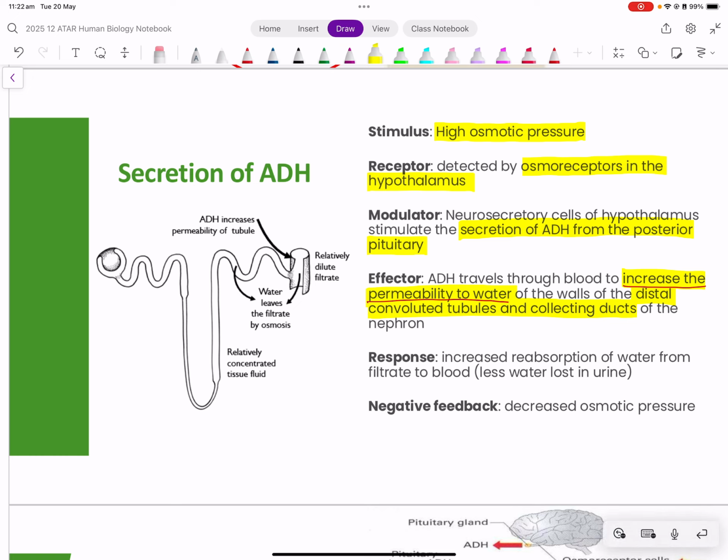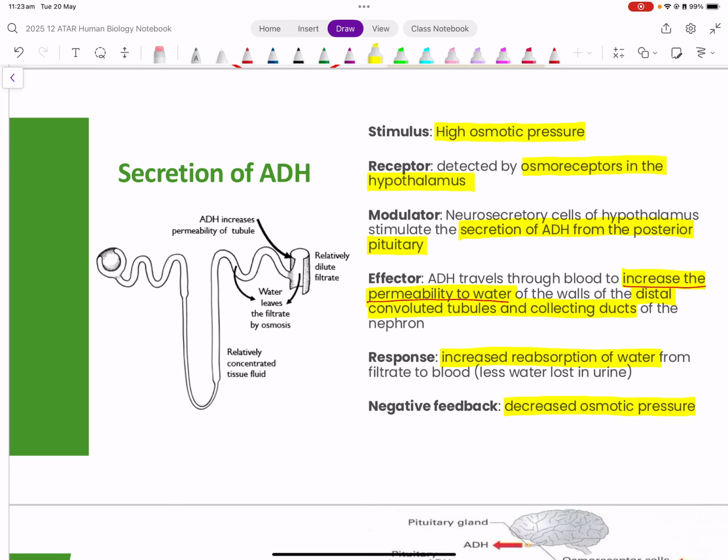What that is going to do, and what the response is therefore going to be, is an increased reabsorption of water from the filtrate into the blood. AKA, we're going to lose less water in the urine. Overall, this is going to have a negative feedback effect where we start with a high osmotic pressure. The final impact is going to be a decreased osmotic pressure or an increase to the concentration of water found in the blood.